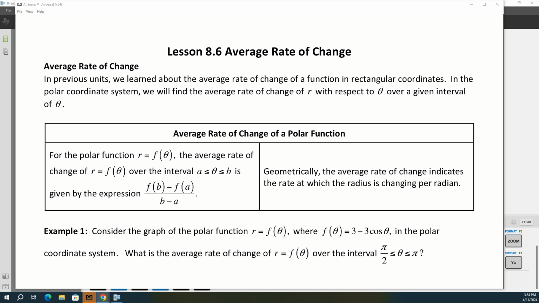In previous units, we've learned about average rate of change of a function in rectangular coordinates. In the polar coordinate system, we will find the average rate of change of r with respect to theta over a given interval of theta.